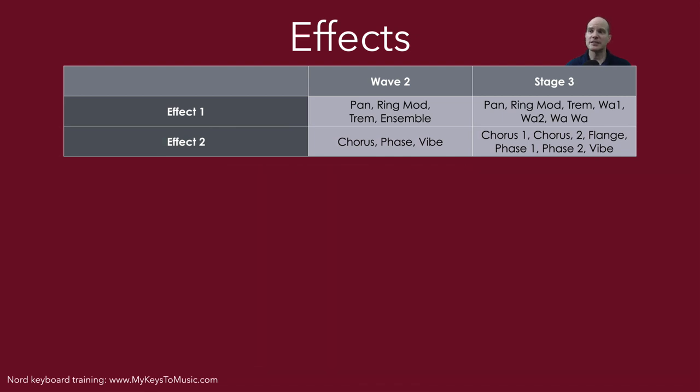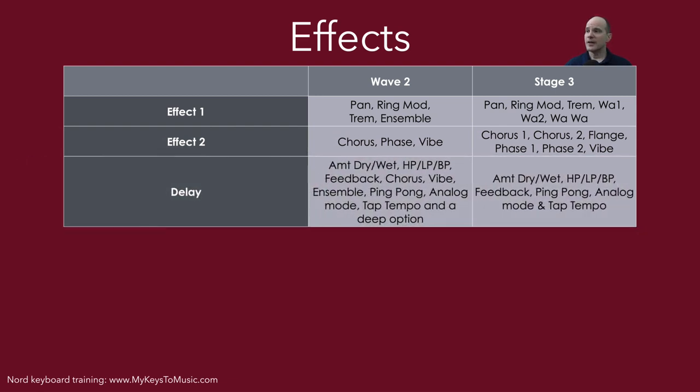The Stage 3 has Chorus 1 and Chorus 2, so you get two choices for chorus. It does have a flange, which I deeply miss on the Wave 2. And it has Phase 1 and Phase 2, so two different phase effects and a vibe effect as well. So fairly similar. I think for the most part, the effects are covered pretty good by both keyboards. You're not really feeling like you're missing too much, although, like I said, I do miss that flange often. And I do sometimes miss the wah-wah as well on the Wave 2.